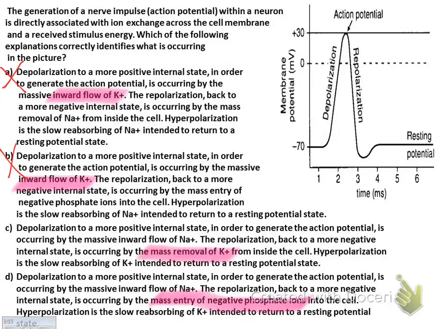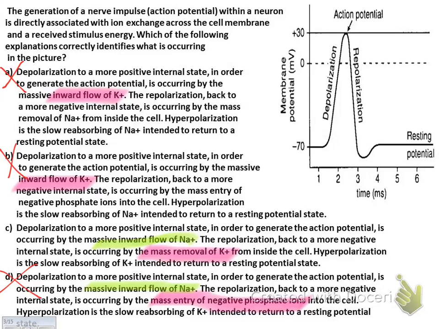Okay, so on C and D, you've got inward flow of sodium on both of them. So that's the same thing. So that was accurate. Now our choice is it down to the massive removal of potassium on repolarization right here? Is it, on the repolarization, is it potassium or is it phosphate? I'm feeling C. C is the correct answer. D is wrong.